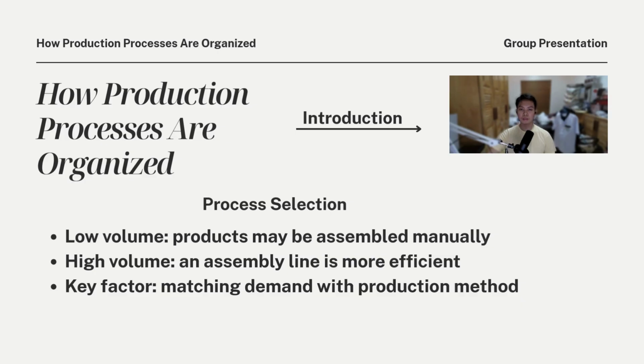Process selection is a strategic decision of choosing which kind of production process to use for producing a product or providing a service. For example, if a shipper produces only a few notebook computers, they might be assembled by hand. But if production volume is high, setting up an assembly line becomes the better option.